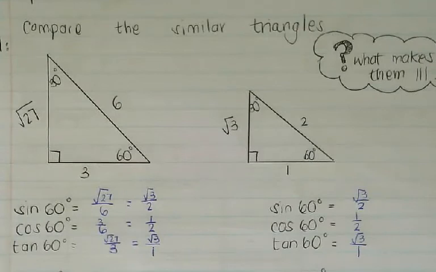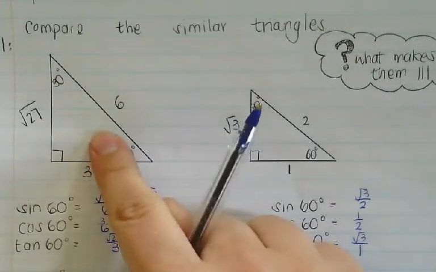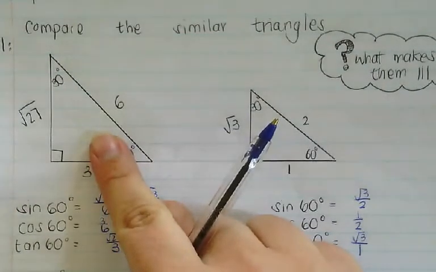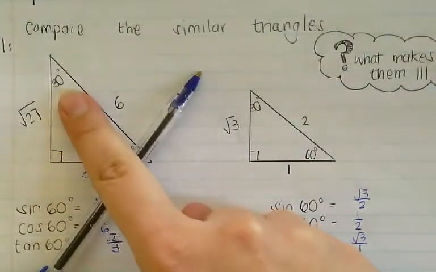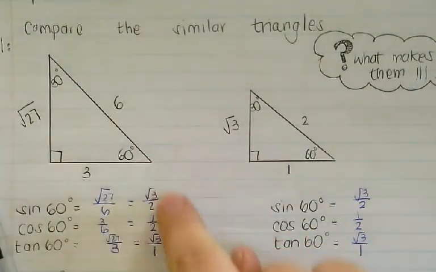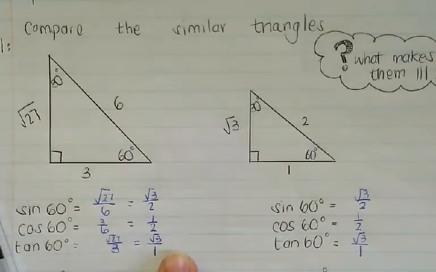So even though my triangles are different sizes, the fact that those angles are the same means my sine, cos, and tan will always simplify to the same values. And that is why we consider it a special angle. Because I can make a triangle 500 times bigger, but still with 60, still with 90, and still with 30. And I will still get these simplified forms of the special angle.